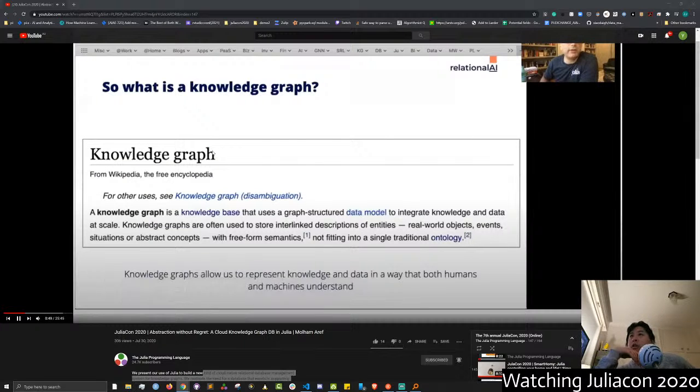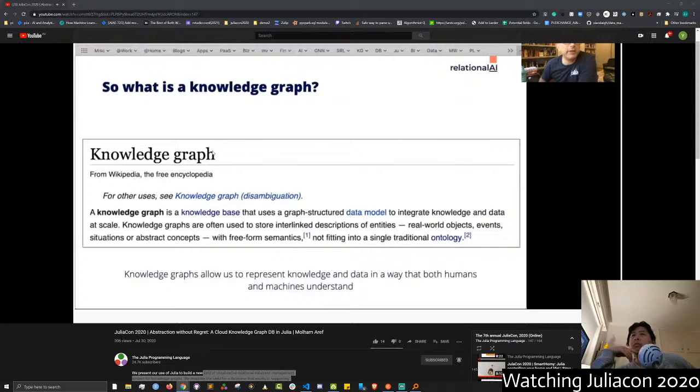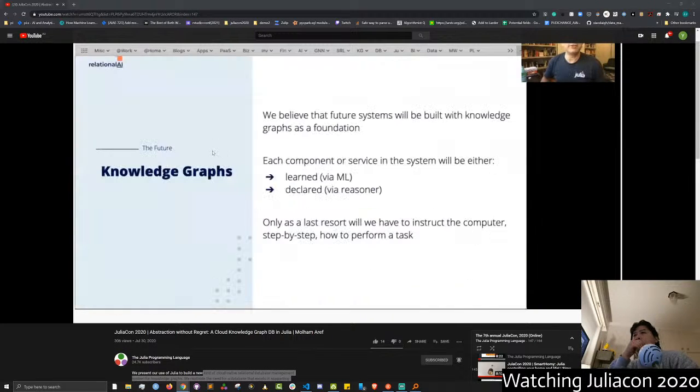So briefly, what is a knowledge graph? According to Wikipedia, a knowledge graph is a knowledge base that uses a graph-structured data model to integrate knowledge and data at scale. Okay, it's a way of representing knowledge and data that humans and machines can understand.